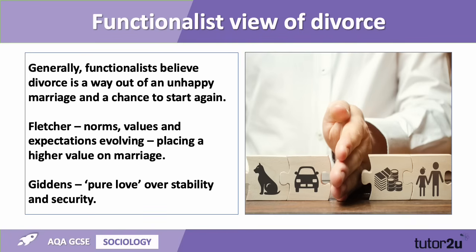Some functionalists have addressed the rise of divorce and the impact it has on society, while many would suggest that divorce is a sign that the norms and values of marriage are decaying. So Fletcher argues, for example, that the increase in the divorce rate demonstrates that norms and values and expectations are evolving, and the increased divorce rate is a sign that people place a higher value on marriage than they had previously. And this supports the ideas of Giddens on the idea of people searching for pure love rather than settling for stability and security.